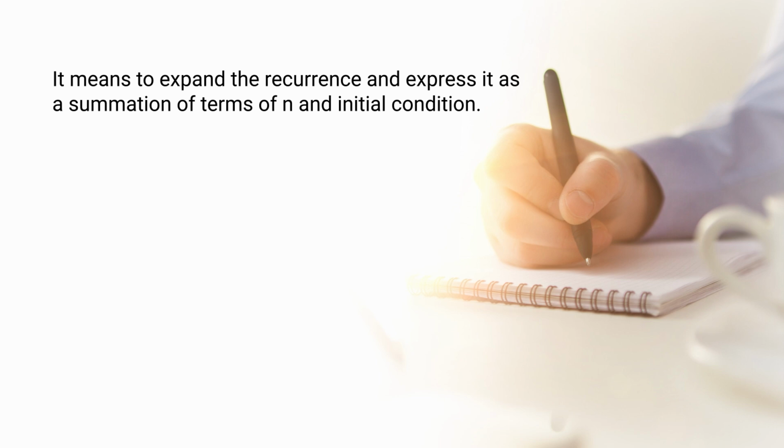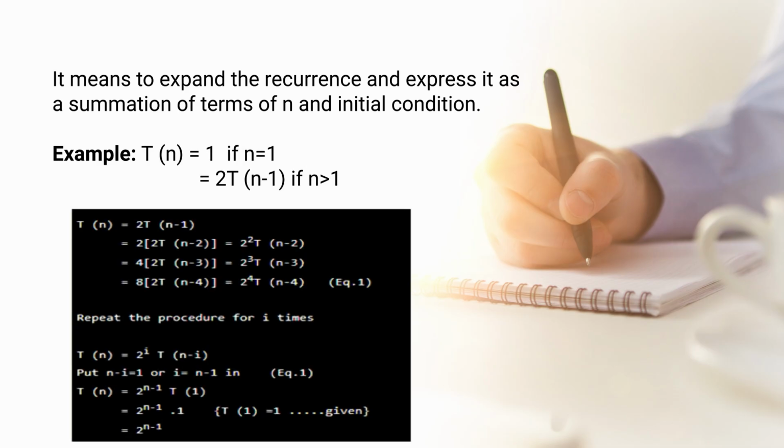Next is the iteration method. The iteration method means to expand the recurrence and express it as a summation of terms in n and the initial conditions, that is T(n) = 1 if n = 1, or T(n) = 2T(n - 1) + 1 if n greater than 1. This is the recurrence. How do we solve it using the iteration method?